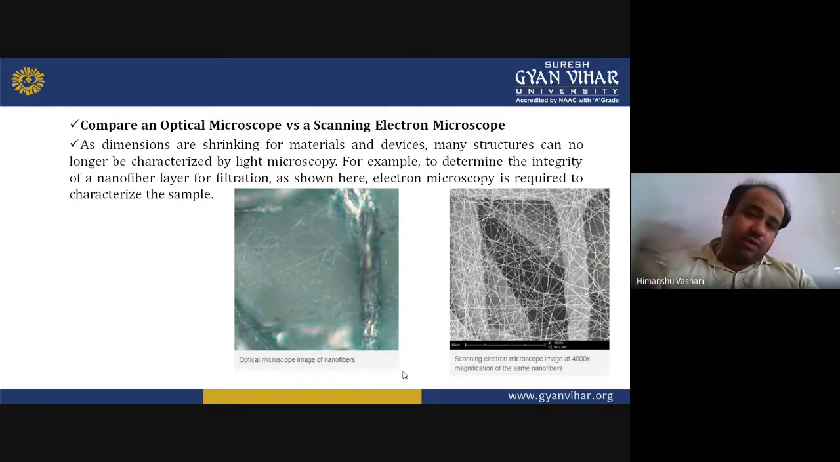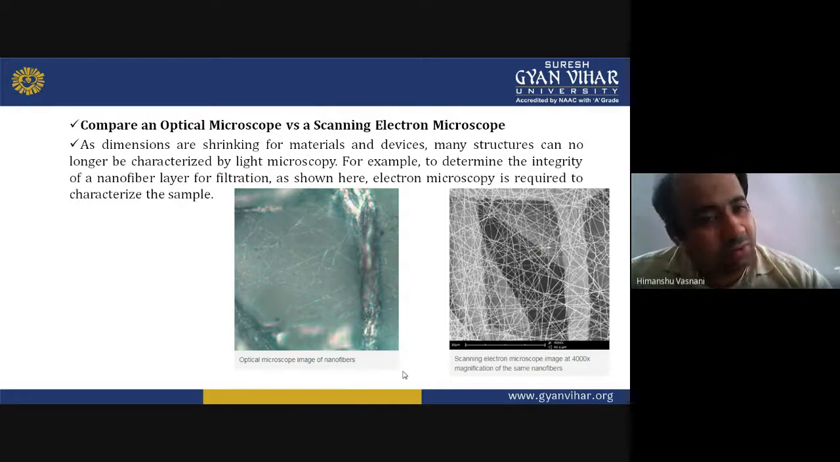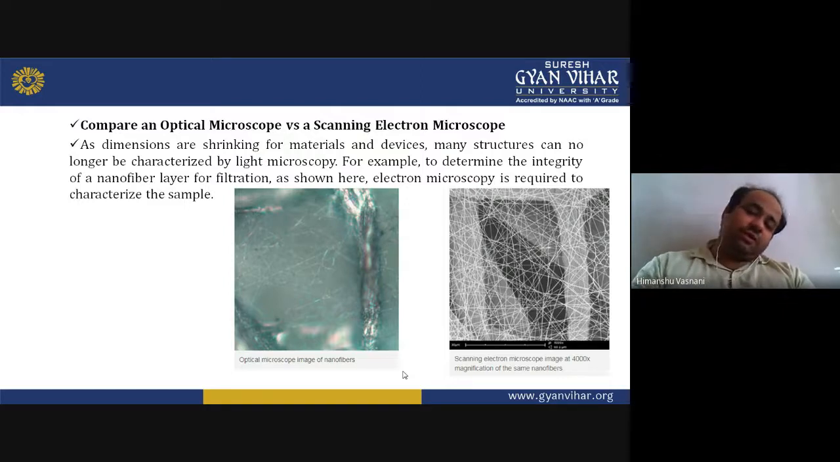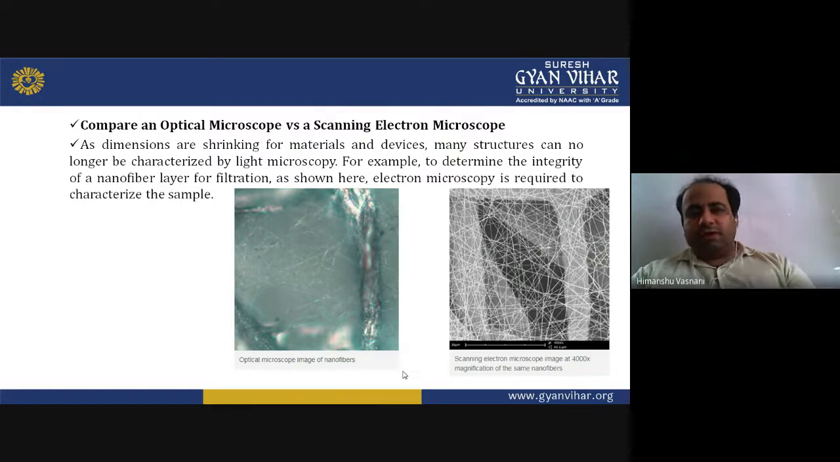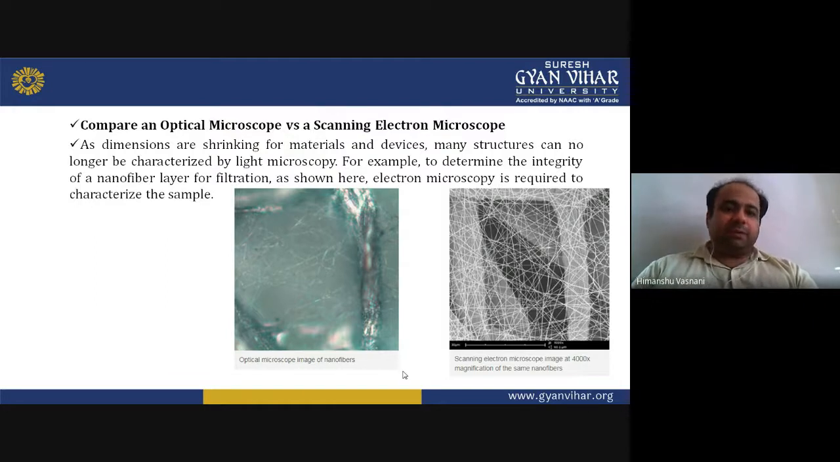Now, as dimensions are shrinking for materials and devices, many structures can no longer be characterized by light microscopy. This is very important nowadays. For example, to determine the integrity of a nanofiber layer used for filtration, electron microscopy is required to characterize the sample. You can see this very clearly in the diagrams below.